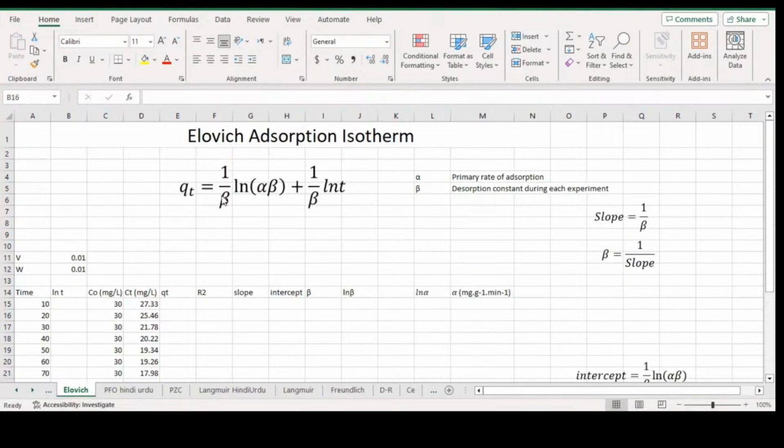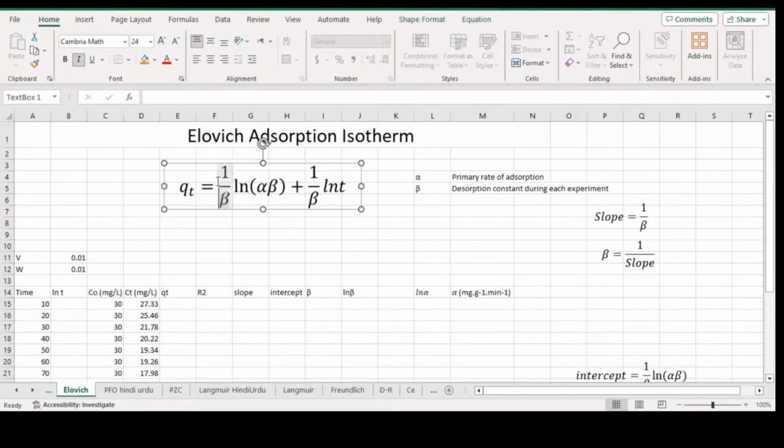The linear form of the equation for the Elovich adsorption model is Qt is equal to 1 over beta ln alpha beta plus 1 over beta ln t. This is a simple linear equation, y is equal to mx plus c, in which alpha is the primary rate of adsorption while beta is the desorption constant during each experiment. So from this equation we will calculate the value of alpha and beta. Our slope will be 1 over beta while our intercept is 1 over beta ln alpha beta. The x value ln t shall be plotted against the qt value. Qt is the adsorption capacity at time t.